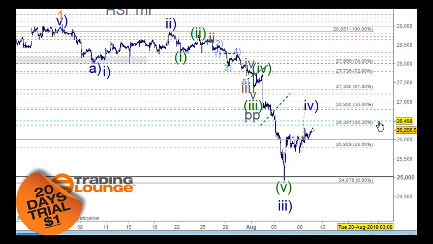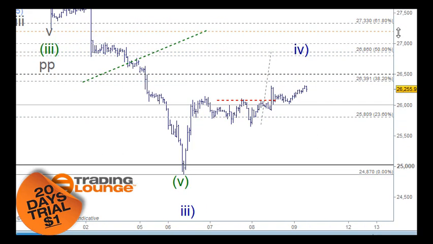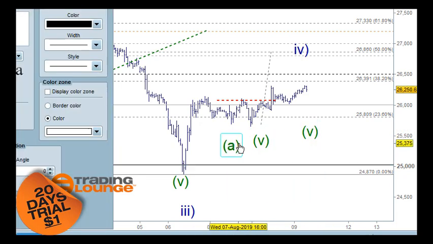And yeah, if we get support on that, I expect the market to move up to that point. So we've got 5 waves here. So we've got an A and a B and a C here for this. So we can look at this here. Let's just put this in.